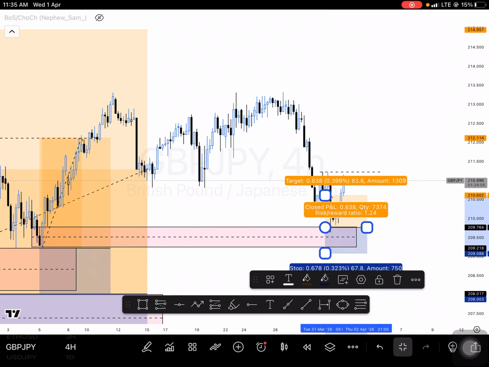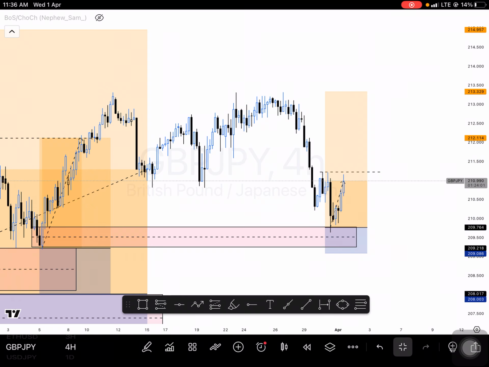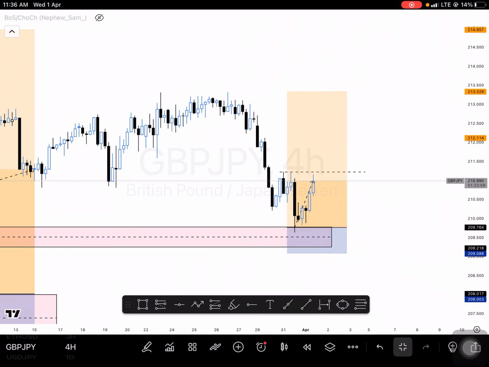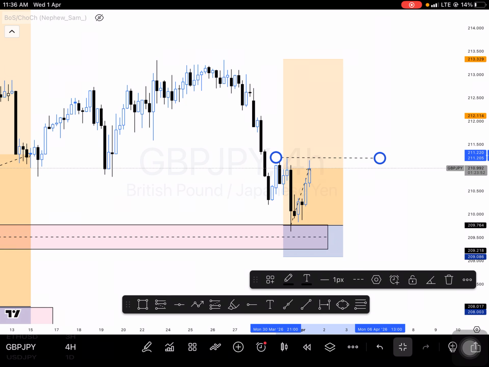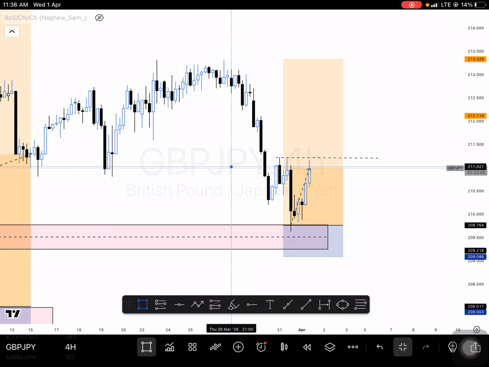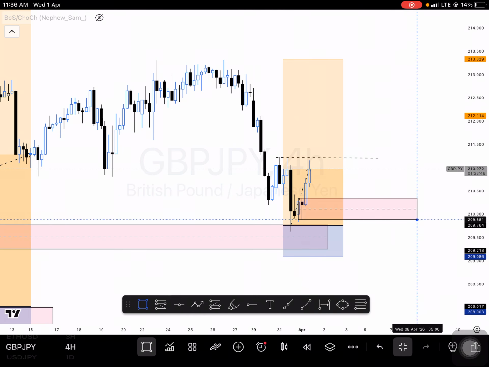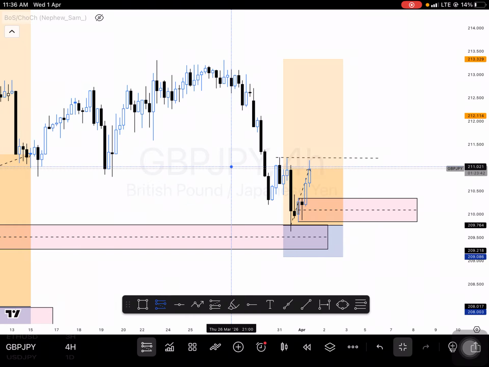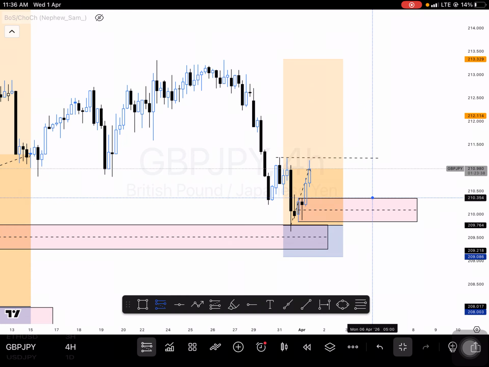So currently I am in this trade, but I am waiting for price to do what? Break this high. Then I'll look for an opportunity from this other block here, to continue my buy to the upside.